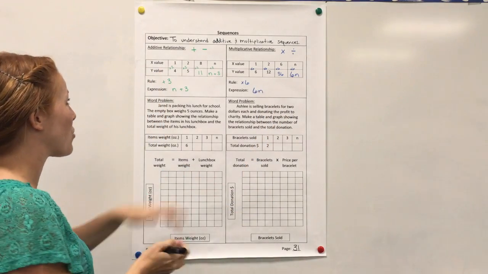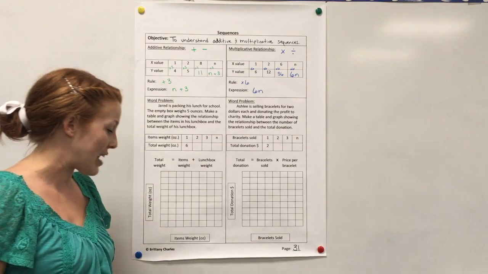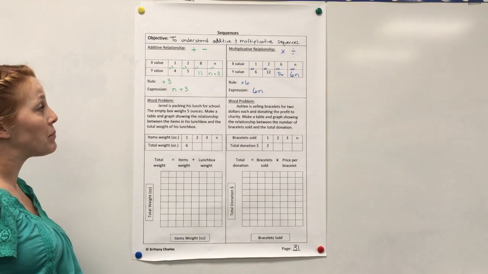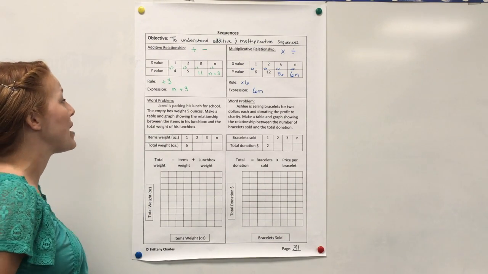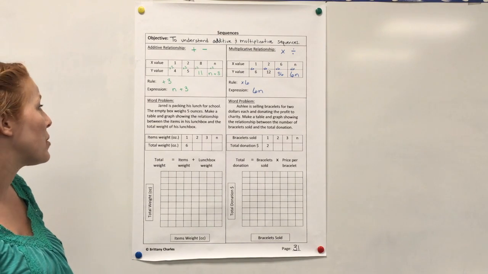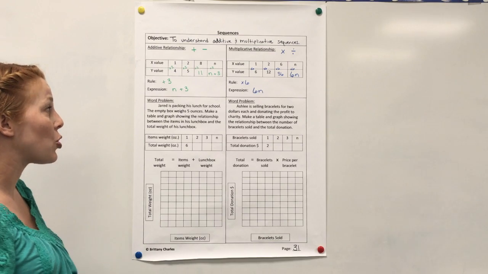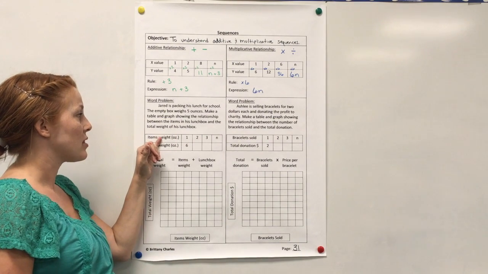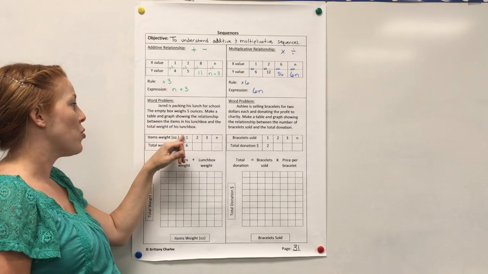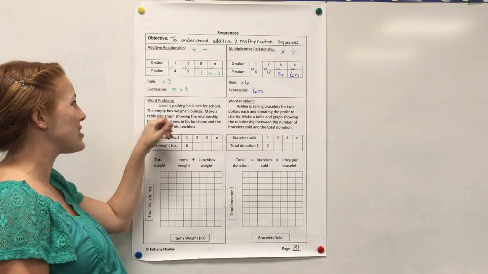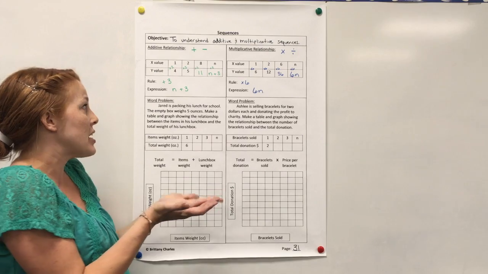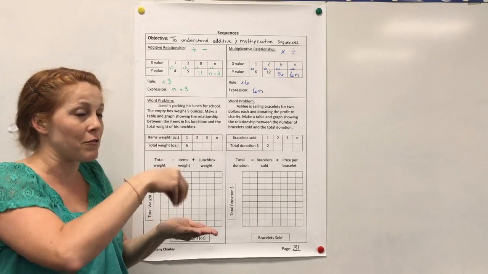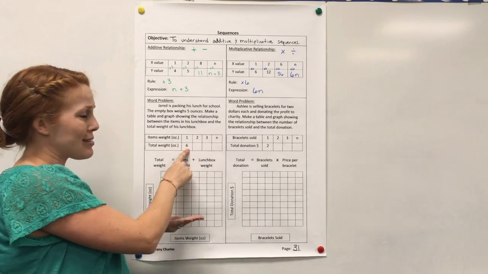All right, so now let's look at a word problem and we can see if it's additive or multiplicative or what. Okay, Jared is packing his lunch for school. The empty box weighs 5 ounces. Make a table and graph showing the relationship between the items in his lunchbox and the total weight of his lunchbox. All right, so I've already kind of set you up here by putting a table for you, and we have 1 ounce for an item. Well, his empty box, when there's nothing in his lunchbox, it weighs 5 ounces. So no matter what, it's going to at least be 5 ounces. And when he puts 1 ounce of food inside, now it's 6 ounces.